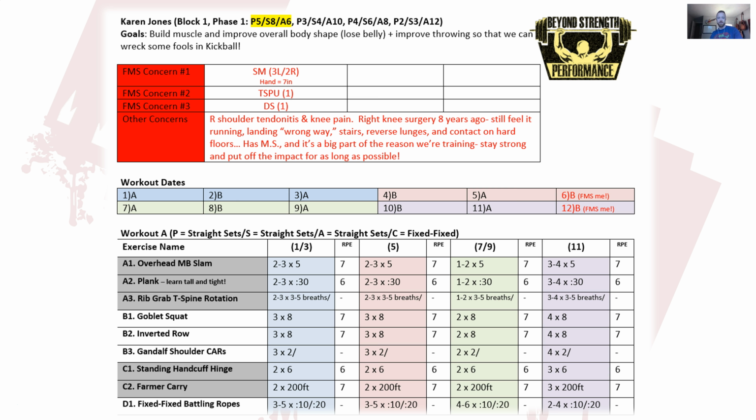So within reason, any other concerns you have about the person. Our rule of thumb is that if it actually impacts training, it goes on the sheet. So if you look at hers, I wouldn't say there's anything on here that's concerning in terms of it shouldn't be on the sheet. Right shoulder tendonitis and knee pain.